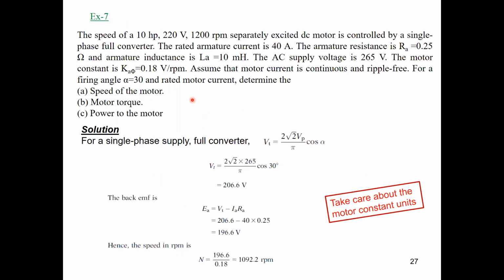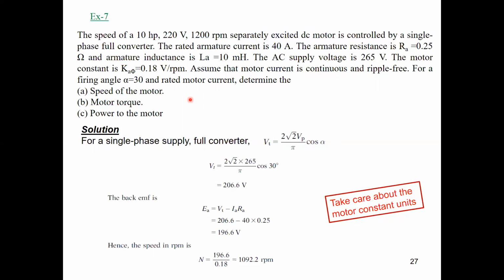We have an example here. The speed of a 10 horsepower, 220 volt, 1200 RPM separately excited DC motor is controlled by a single phase full converter. The rated armature current is 40 amps and the armature resistance is 0.25 ohms. The armature inductance is 10 millihenry. The AC supply voltage is 265 volt.